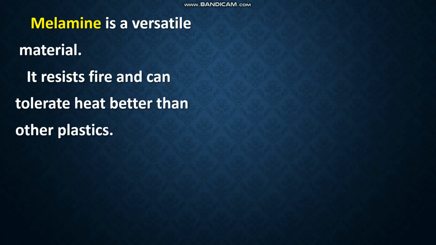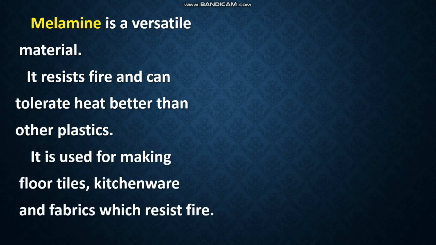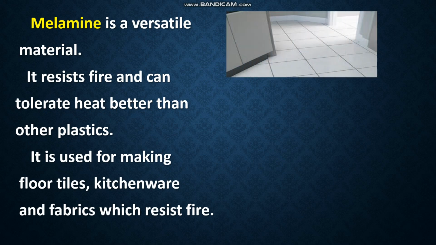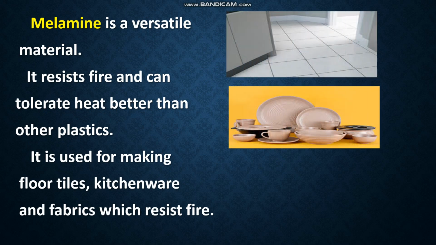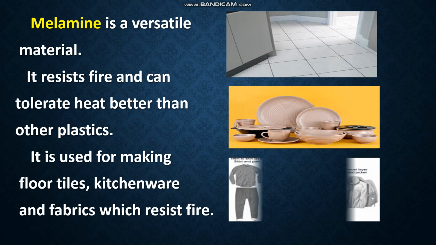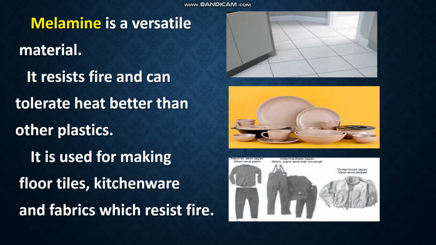Next, melamine. Next example for thermosetting plastic. It is a versatile material, that means it can be used for many purposes. It resists fire and can tolerate heat better than other plastics. Because of this reason, it is used for making floor tiles, kitchenware and fabrics which resist fire. That means fireproof suits or fabrics.